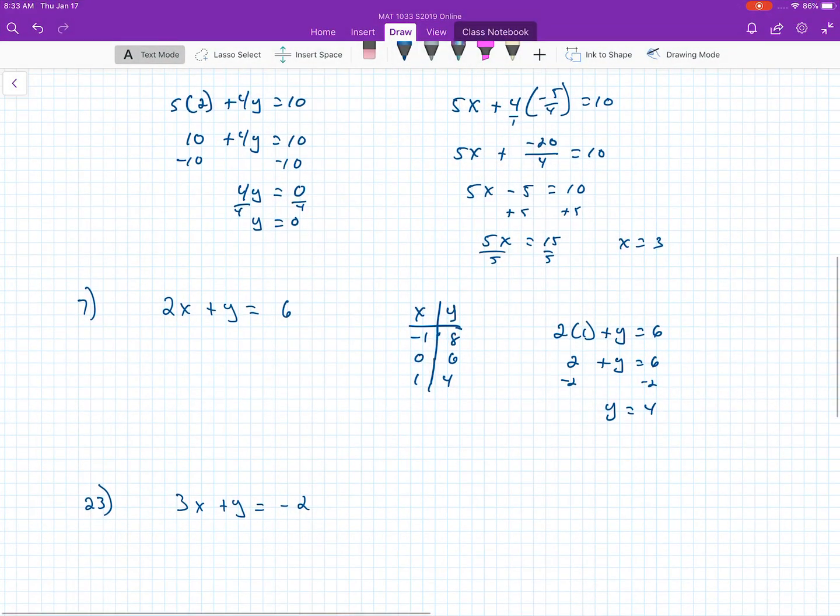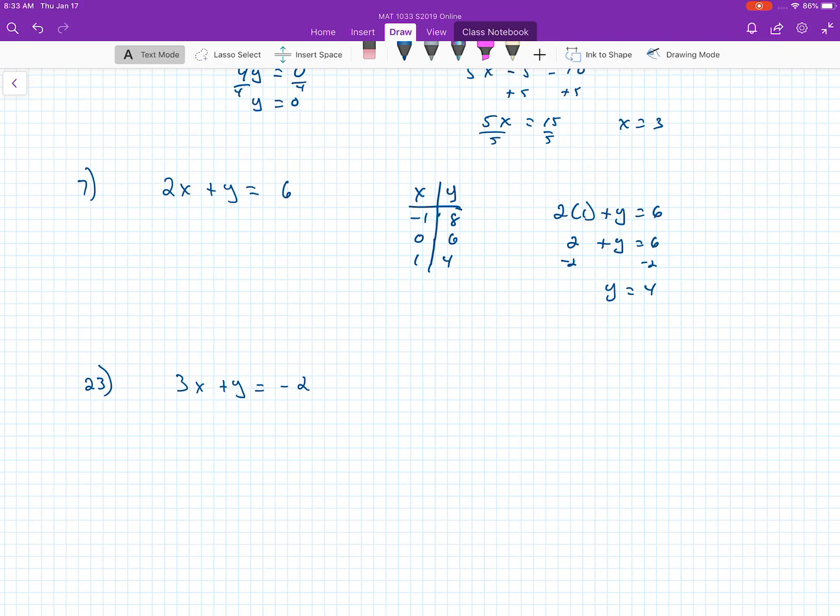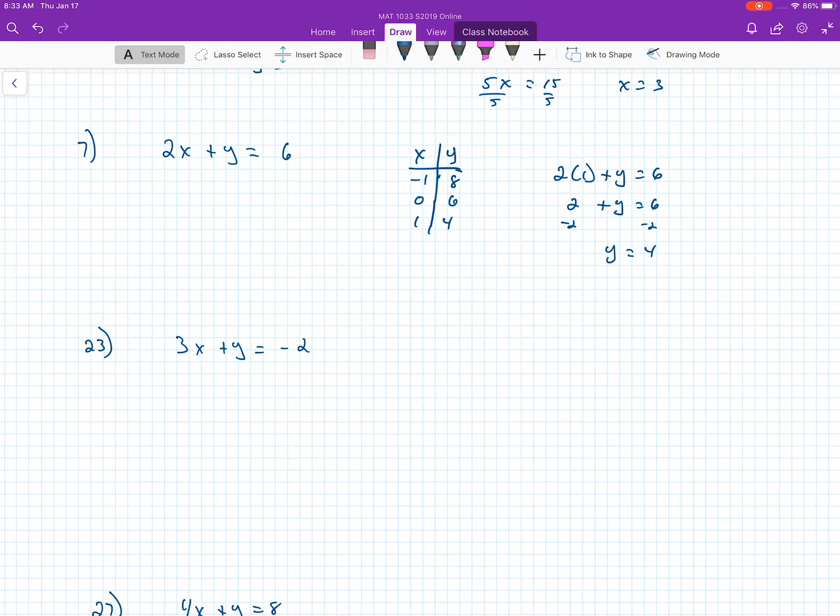All right, let me go back to number 23 here. Let me see the instructions for number 23. And it says find the x and y intercepts. And so let's go ahead and do that. When you find the x and y intercepts, perhaps the easiest way to think about it is you're going to make x 0 and solve for y, and then you're going to make y 0, excuse me, and solve for x.